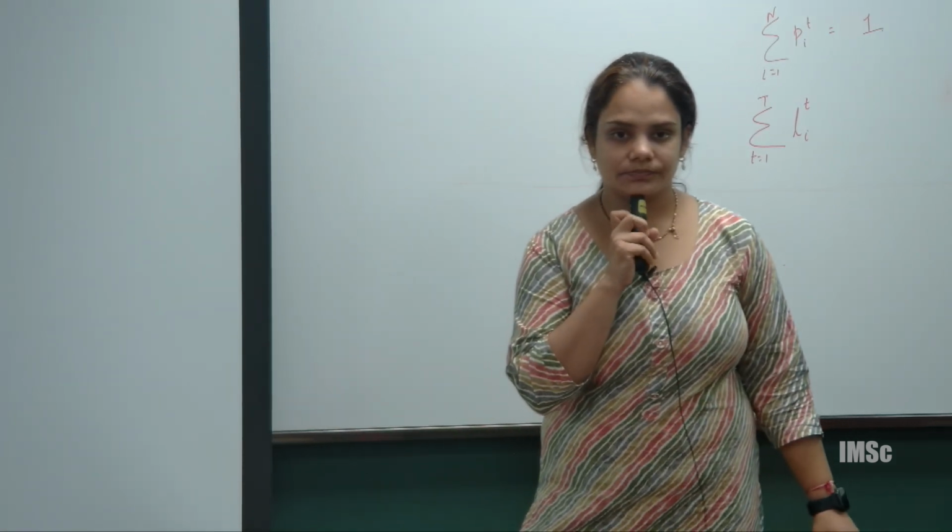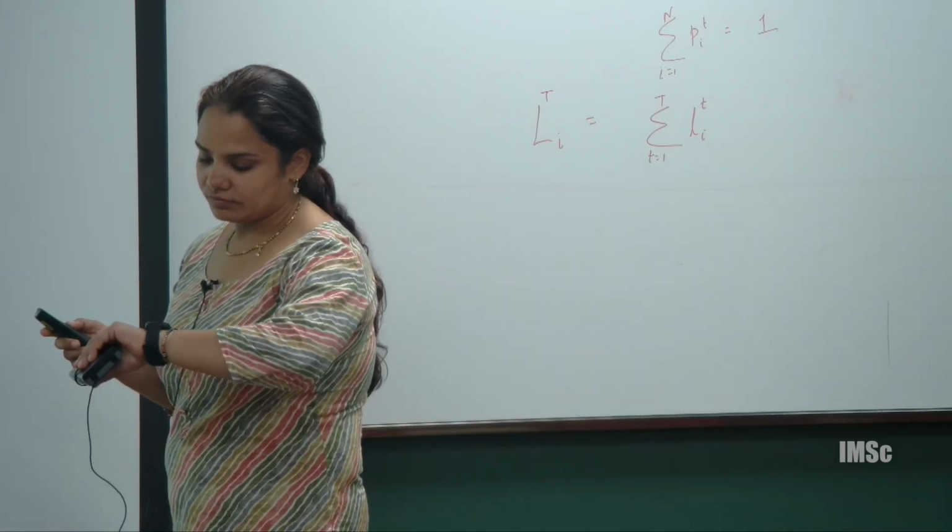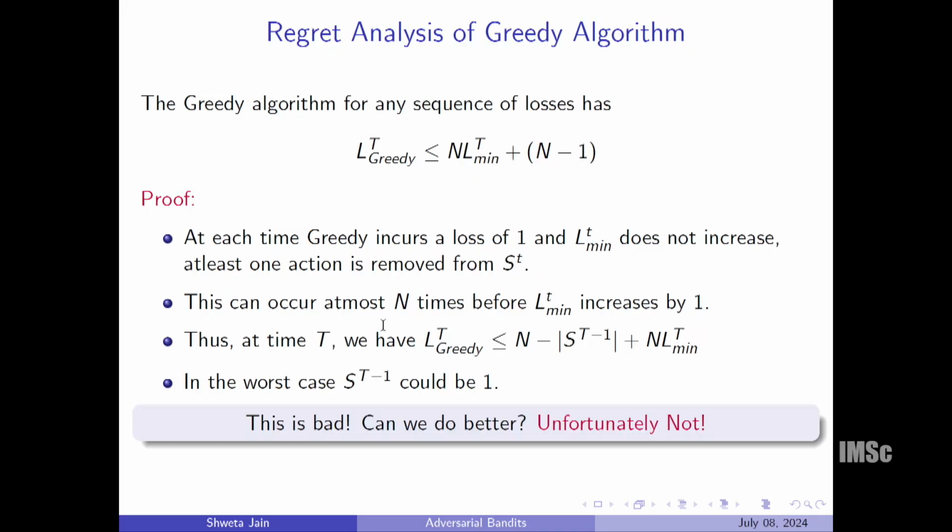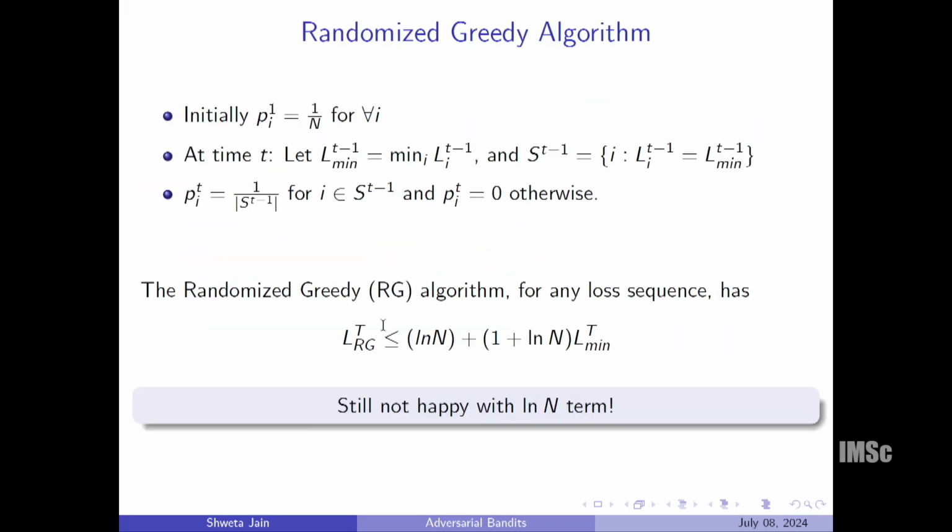Okay, anything else? Where was I? This was done, this was done. Okay, no, I haven't done this. So now I will just skip the proofs and focus on the intuitions. I am still not happy with this log n term, so I want to do something better. In this algorithm, what is happening is, I am doing it greedily, but intuitively I am not actually taking care of my past too much, right.